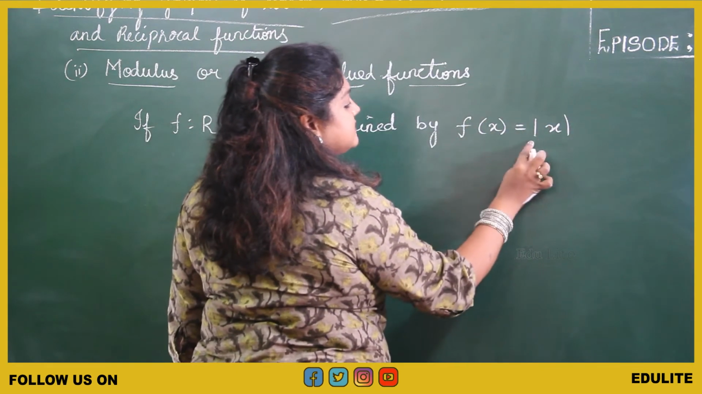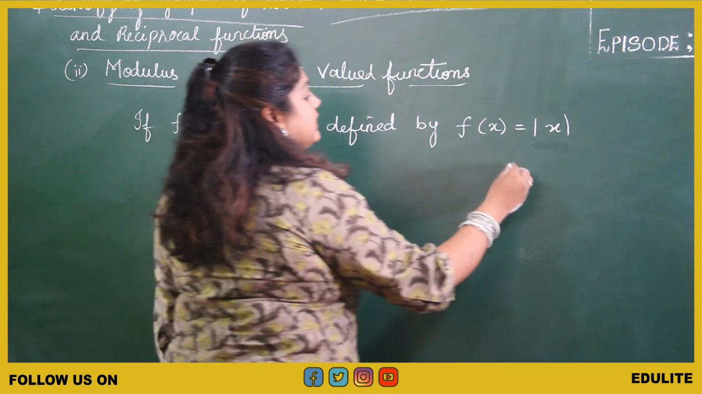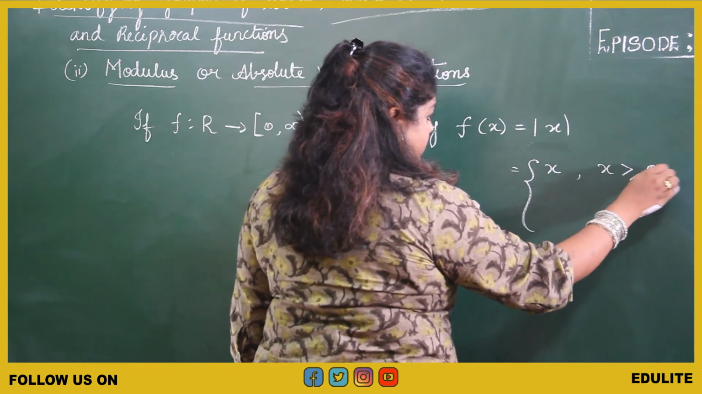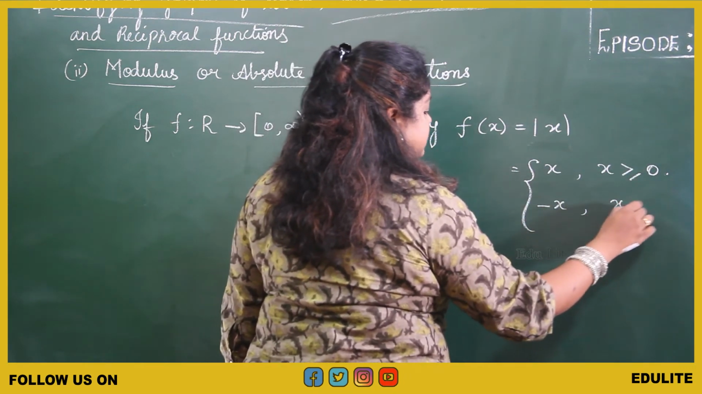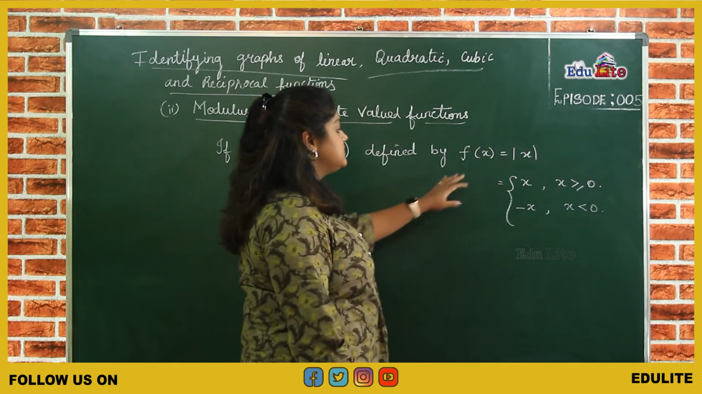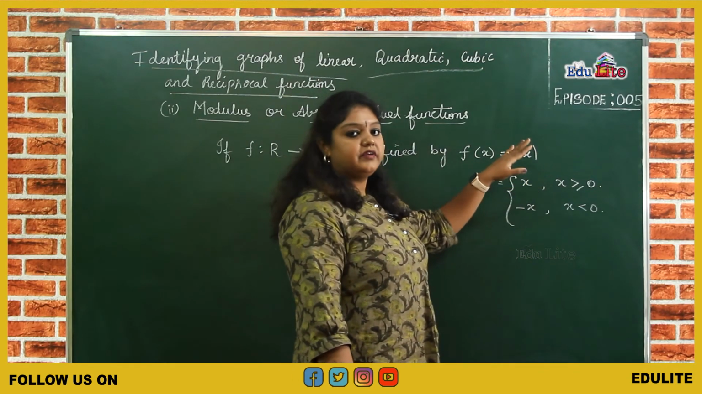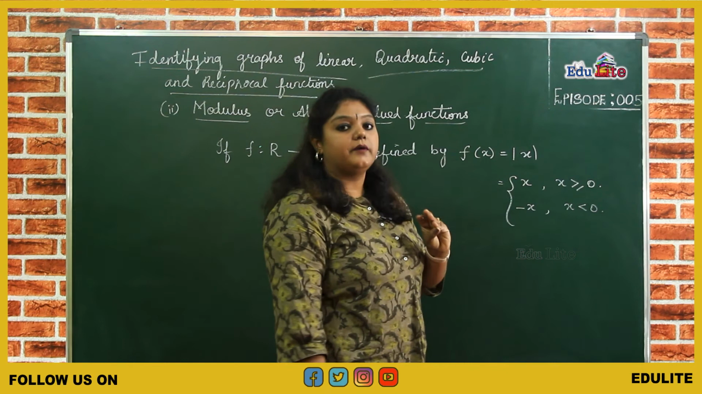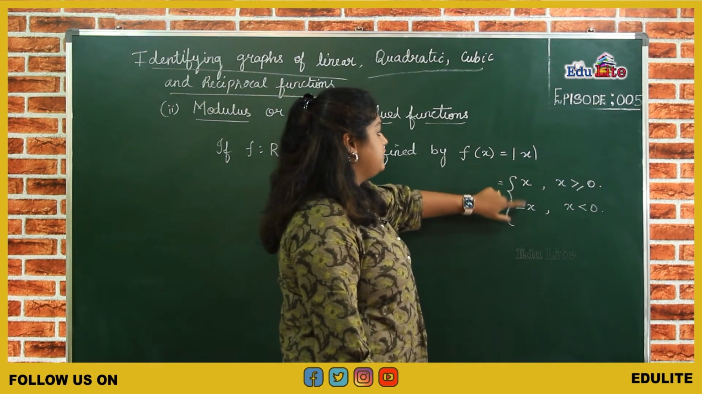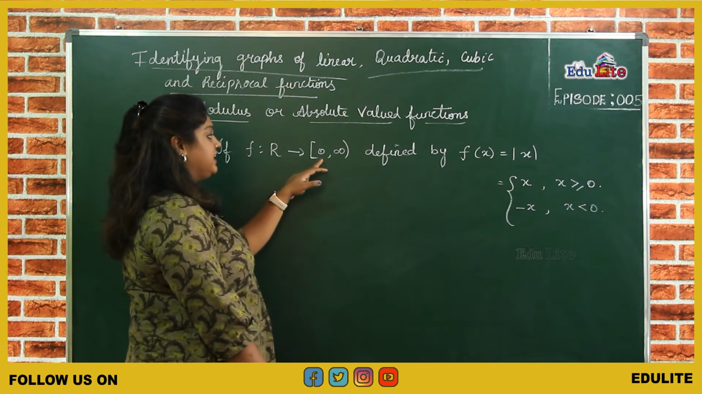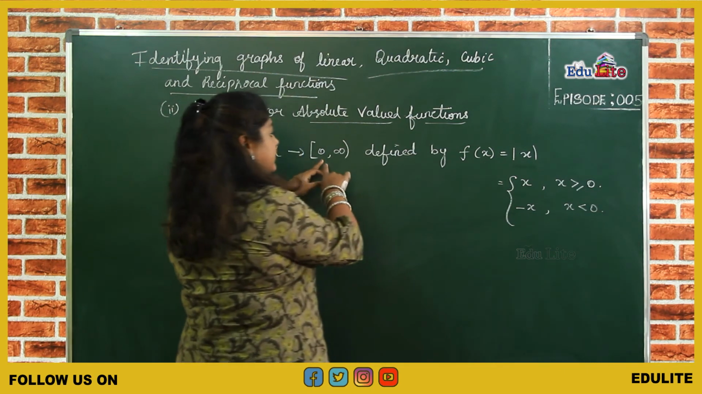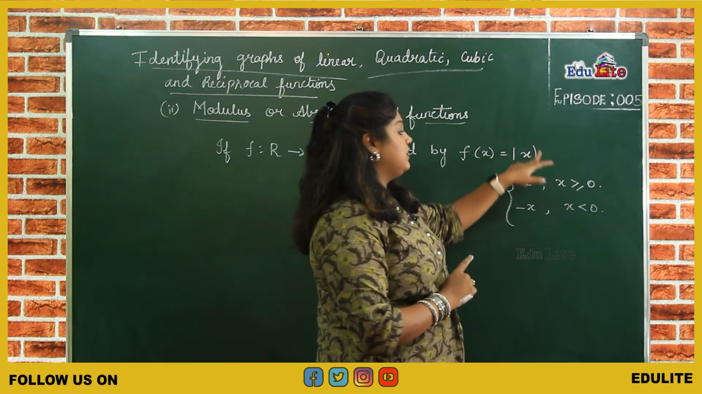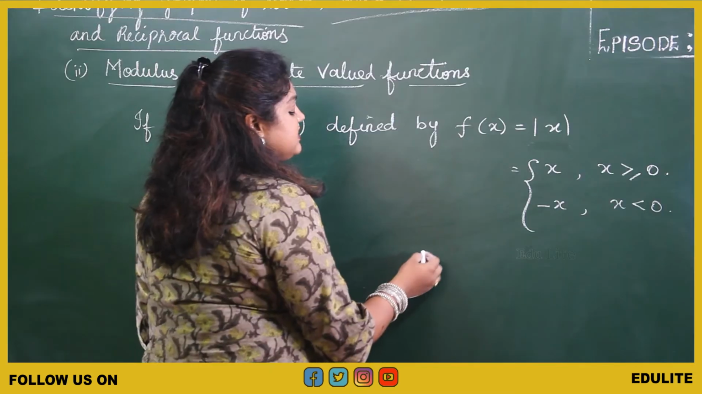So this is the representation of mod x, where it is x if x is greater than or equal to 0, and minus x if x is less than 0. Inside the modulus, even if we take negative values, once it comes outside the modulus it becomes a positive value. That is the representation of the function. Here they have started with 0 only, and haven't mentioned negative values. Which means if negative values come within the modulus, they become positive. We'll see with an example.